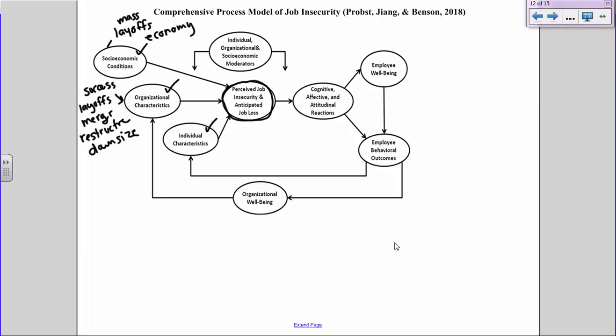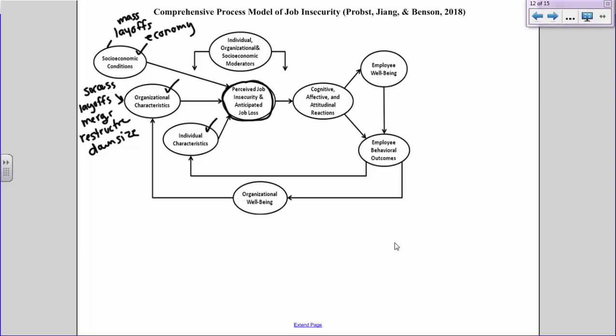Right? So if the economy is doing poorly, people are losing their jobs, automation is taking away factory work, there's mass layoffs across the country, those are all socioeconomic conditions that are, of course, going to lead to you perceiving that job insecurity. Like, oh my gosh, my job's at risk.